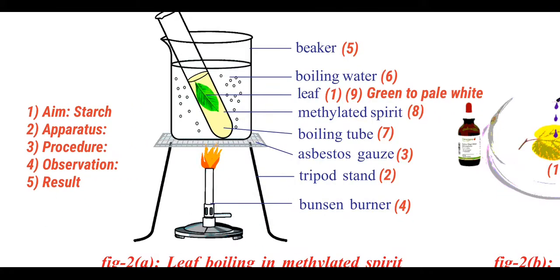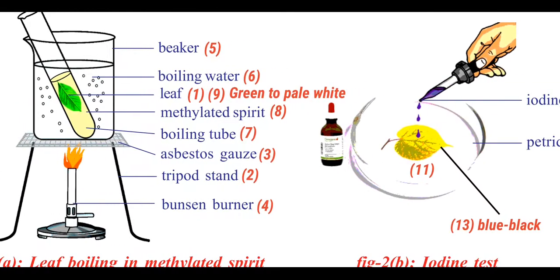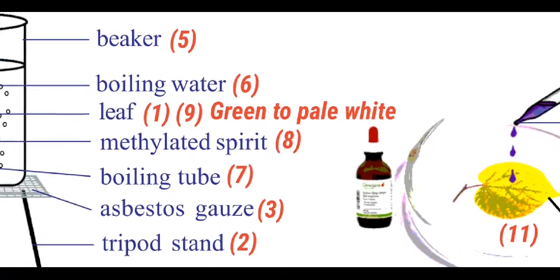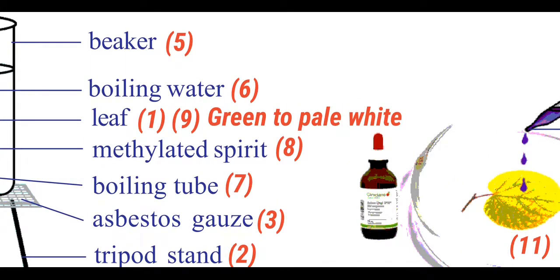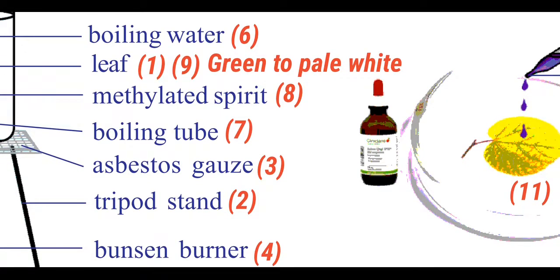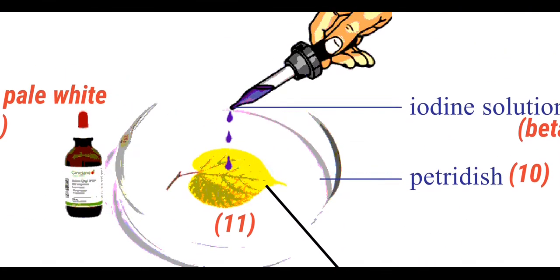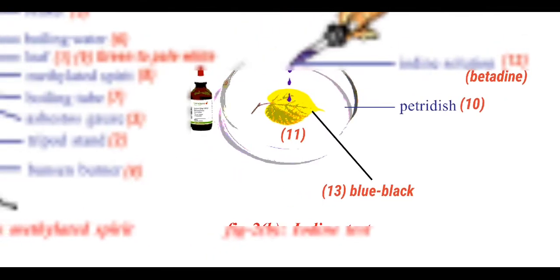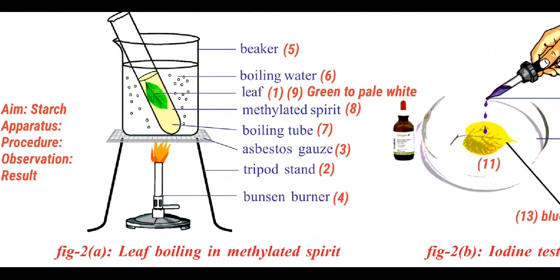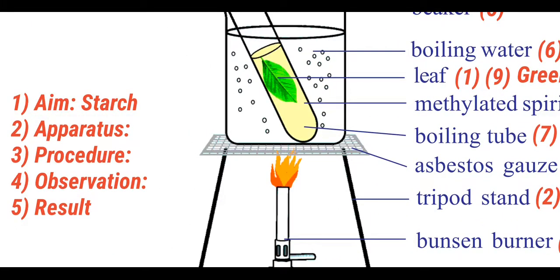Apparatus: whatever the diagram you have drawn, you write down all those apparatus and materials. For example, you write beaker, boiling water, leaf, methylated spirit, boiling tube, asbestos gauze, tripod stand, Bunsen burner, petri dish, iodine solution. Like this, whatever is there in the diagram, you write as apparatus. So 2 points over. For the aim you get 1 mark, for apparatus you get 2 marks. Don't worry, 1 or 2 marks as per the marks allotted by the examiner.